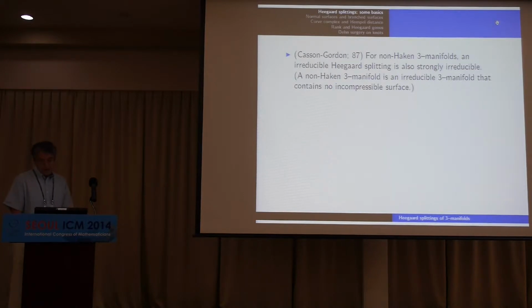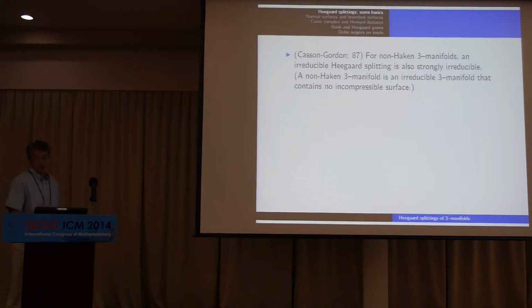Okay, so this theorem is important in two ways. It shows that a lot of three-manifolds canonically give you a strongly irreducible Heegaard splitting. For example, if you start with a non-Haken three-manifold and take a minimal genus Heegaard splitting, then by Casson and Gordon's theorem, this Heegaard splitting has to be strongly irreducible, because the manifold is irreducible and the splitting is not stabilized.